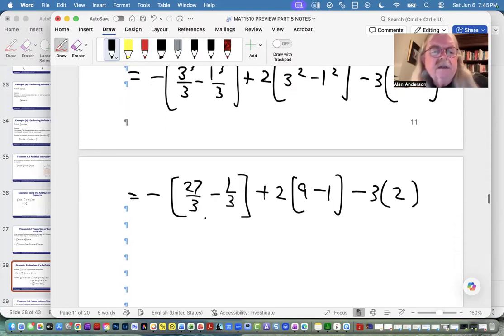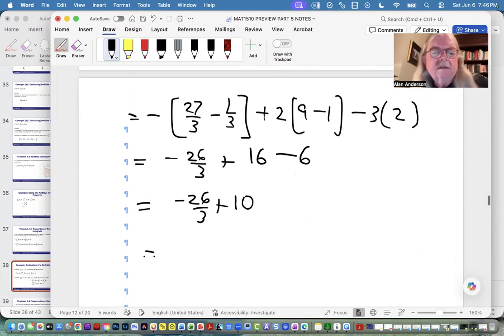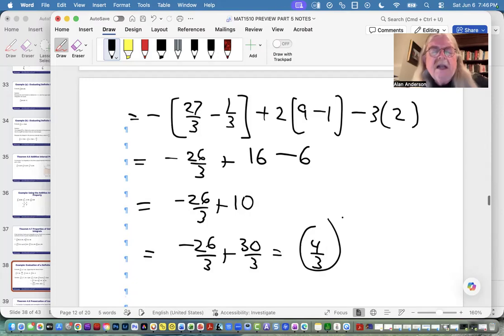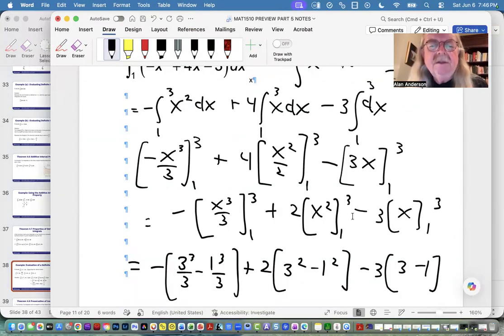All right, here we go. So here we have 2 times 8, which is 16. Then we subtract 6. So of course we'll need a common denominator. We can rewrite that as 30 thirds. And we ultimately end up with 4 thirds. Okay, there we go. Beautiful.